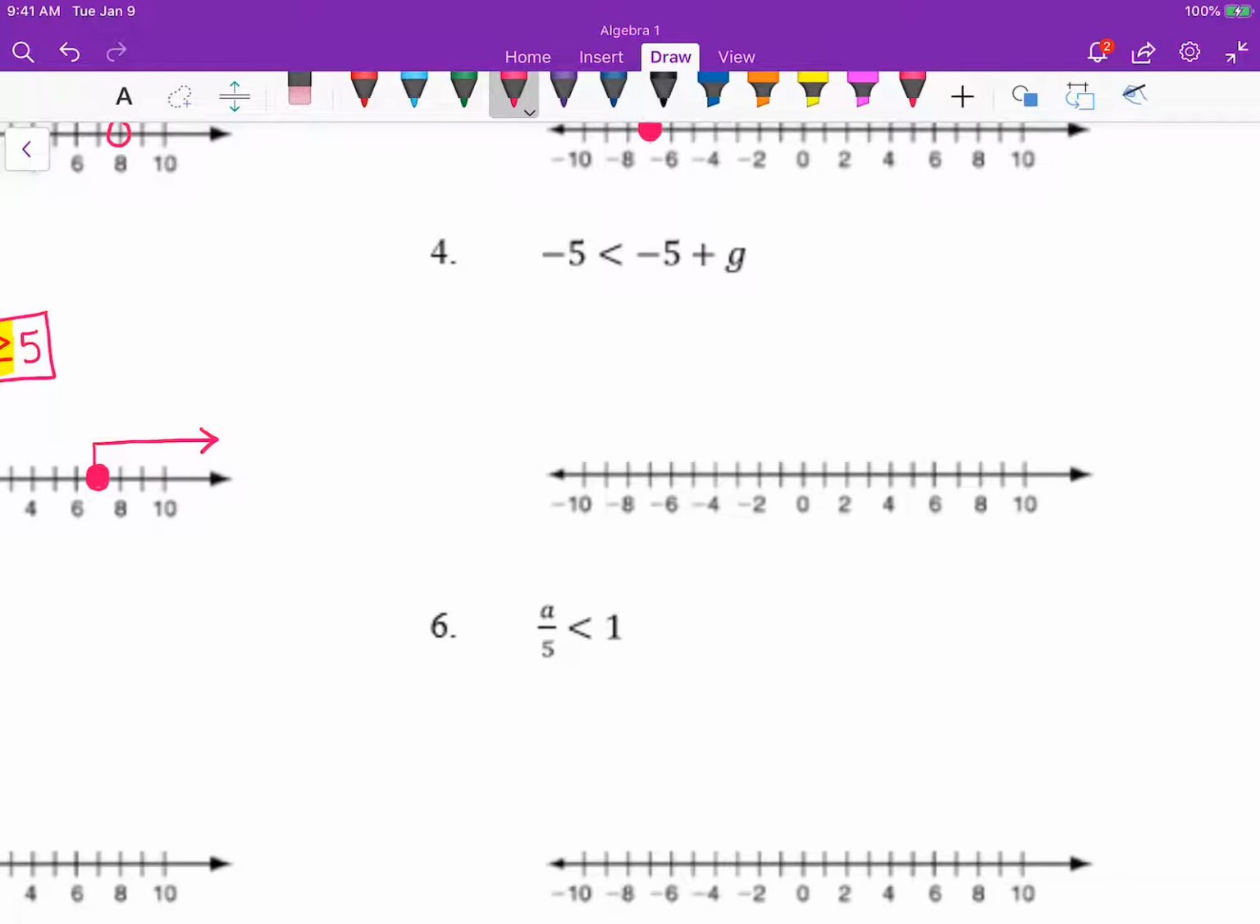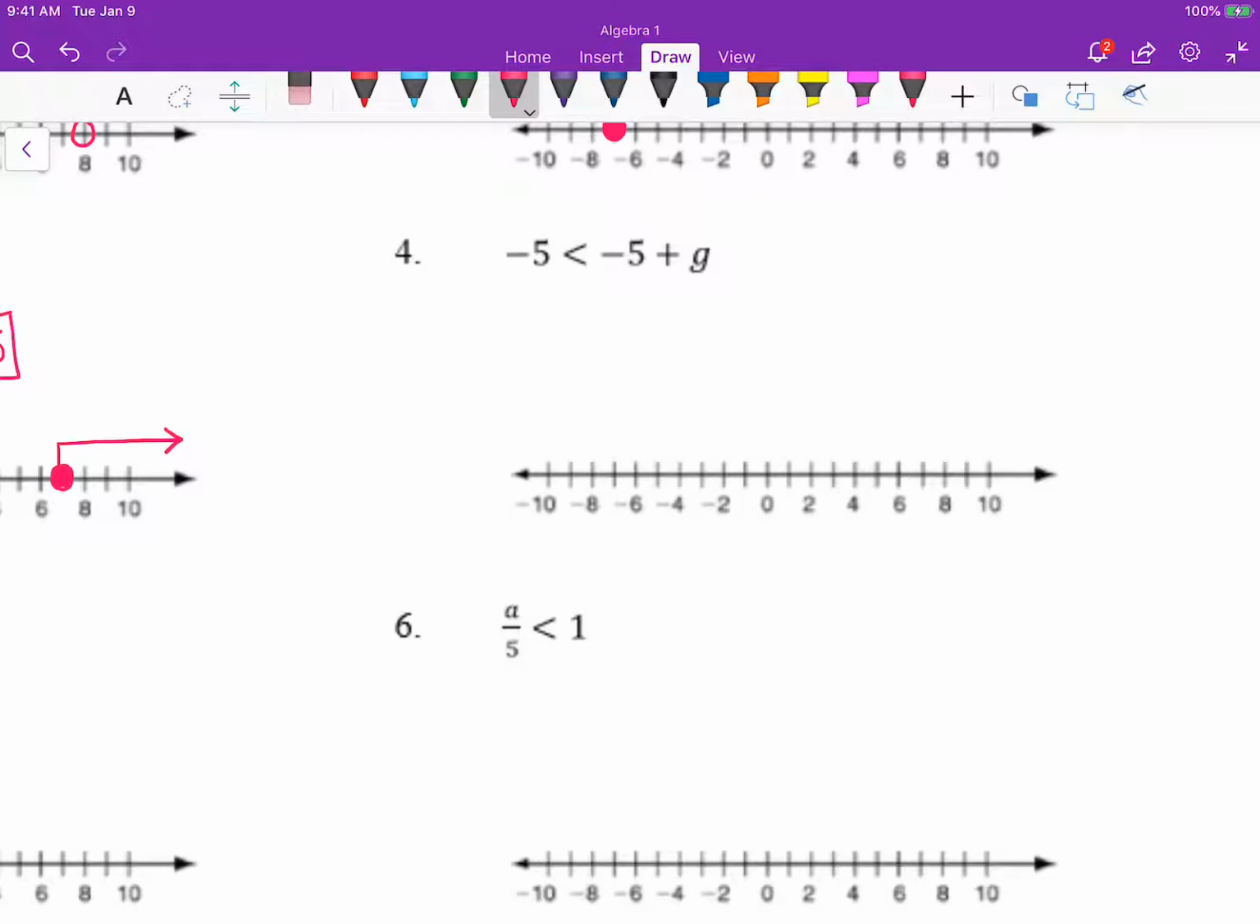After that, number 4, I'm going to work to get that letter G by itself. To get G alone, because it's a negative 5, I'm going to plus the 5 over to the left-hand side. So we'll cancel them out. Negative 5 plus 5 is 0. And then I have my symbol, and then I have G on the right-hand side.